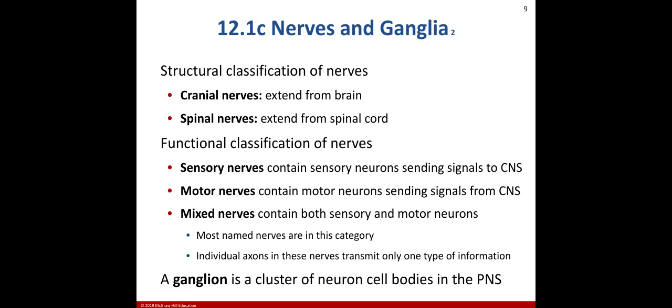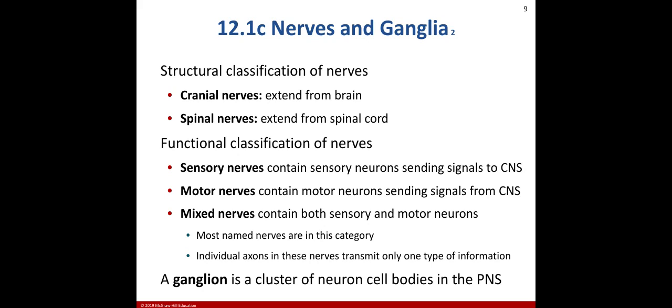Okay, how do we classify our nerves? First, we have cranial nerves. Cranial nerves extend directly from the brain. Then we have spinal nerves, which are extending from the spinal cord. If we want to classify them by what they do, their function, we've got sensory nerves. Sensory nerves contain sensory neurons. They are sending signals to the central nervous system. Motor nerves contain motor neurons that are sending signals that come from the central nervous system. And then mixed nerves have both sensory and motor neurons.